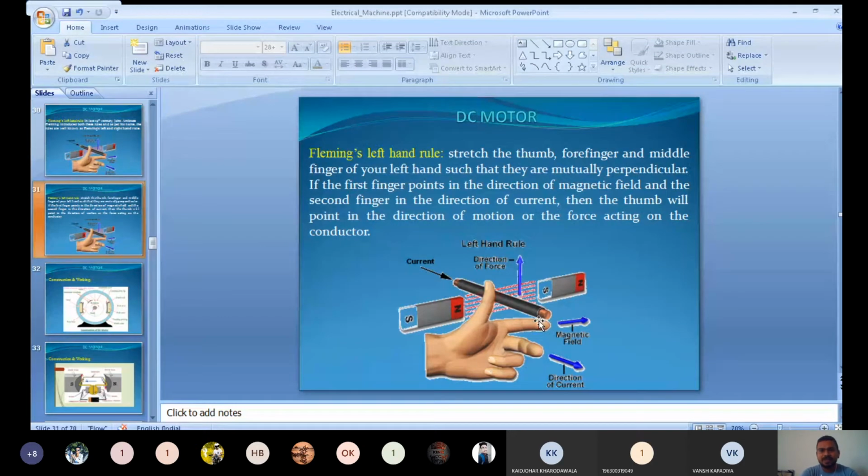Using this thumb we can find the direction of force acting on this conductor. This is the direction of magnetic field, and this is the direction of current. So for the figure here, the force acting on this conductor is in the upward direction. That means this conductor moves in the upward direction. This is Fleming's left hand rule.